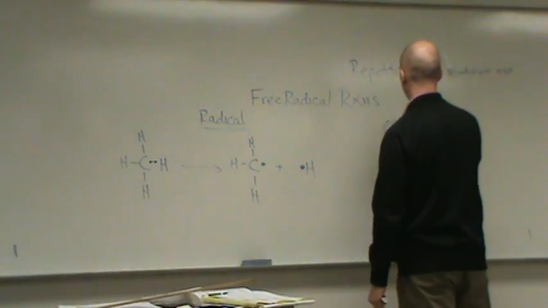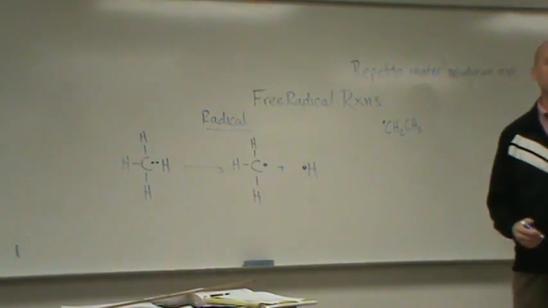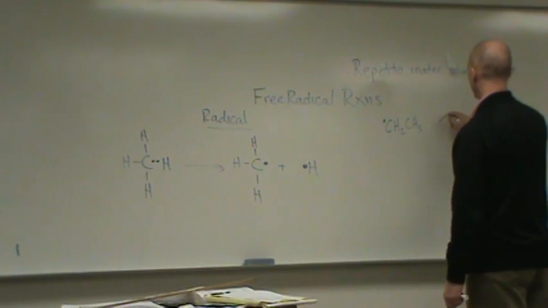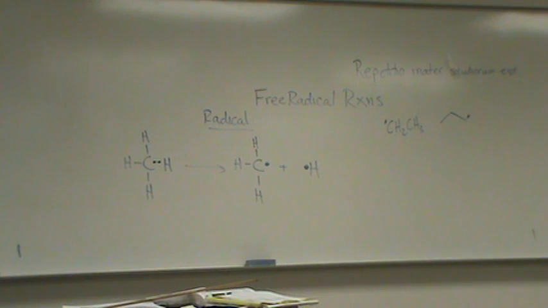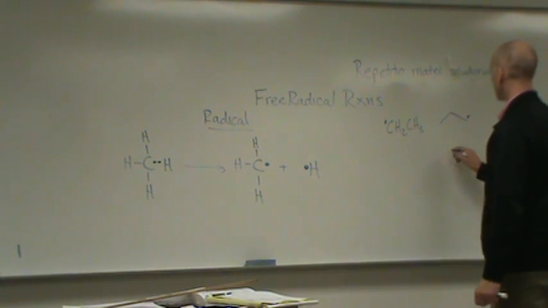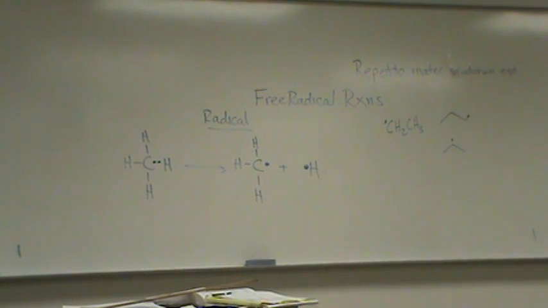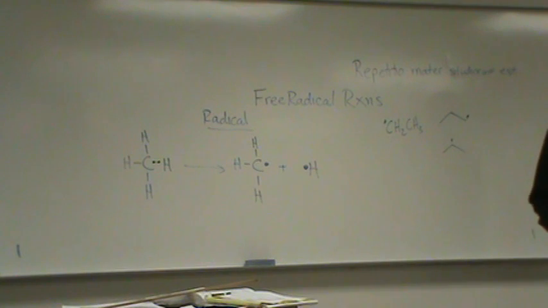You could have a whole bunch of different kinds of radicals. For example, you might call that an ethyl radical. What might you call that? A propyl radical. What might you call that? Isopropyl radical. So be able to call radicals by their particular names. They're just regular alkyl groups.